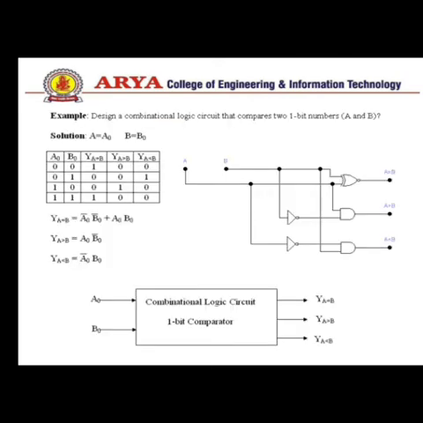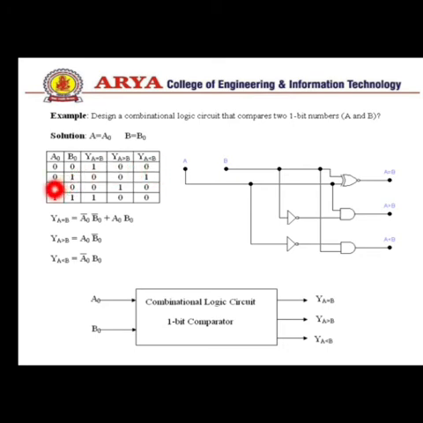First of all, we construct the truth table for this. We know that the number of inputs is 2, so the maximum possible conditions are 4. So we put the values from 0 0 to 1 1. When the values of A and B are 0 0, these are equal values. So for the A equal B condition, the output is 1 and the other outputs are 0 0.